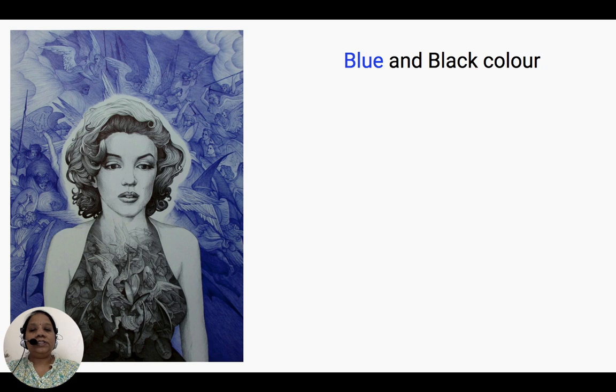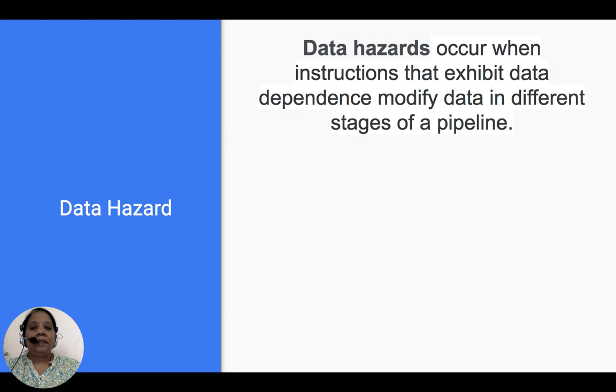Now this condition also happens in processors, and we call this condition data dependency. I am repeating it: this condition is known as data dependency. So let's see what this data dependency is in detail.